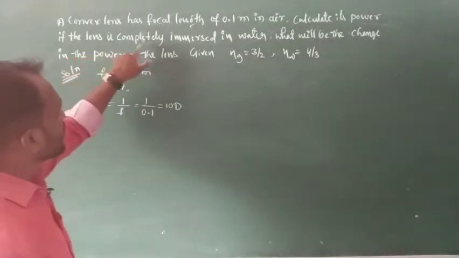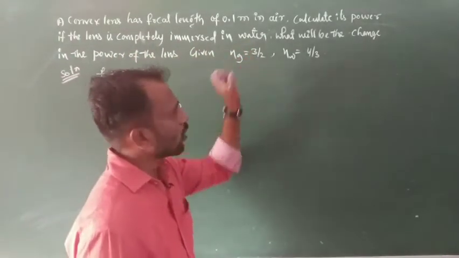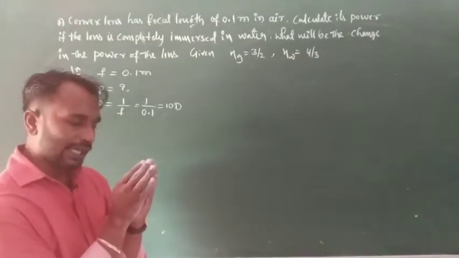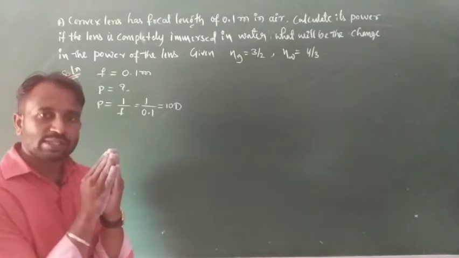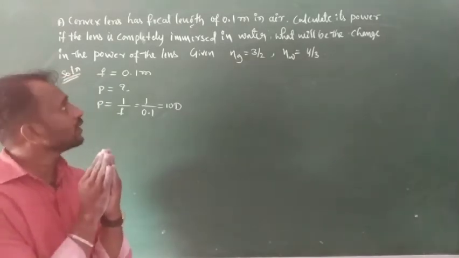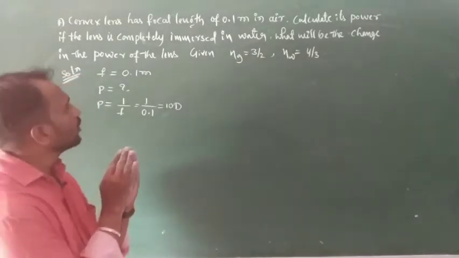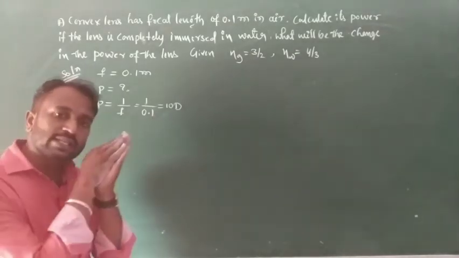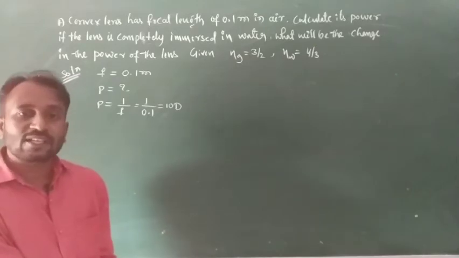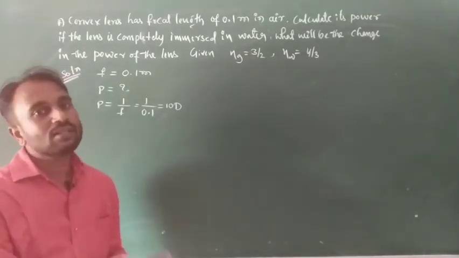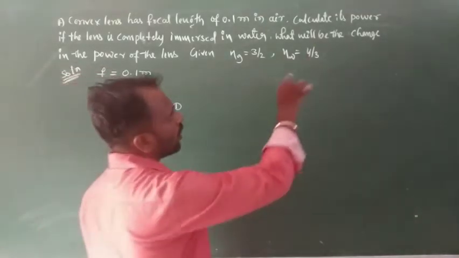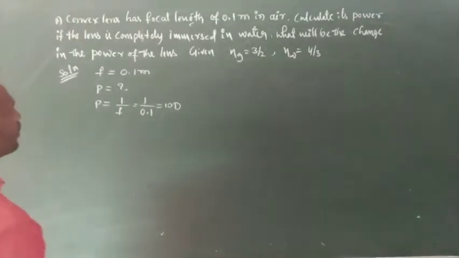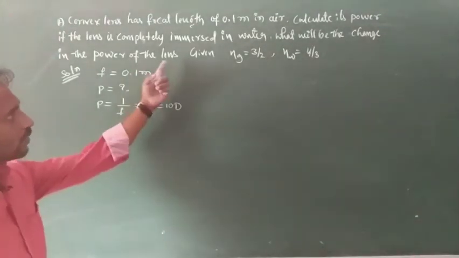The lens is completely immersed in water. So this lens is present in air and its focal length is 0.1 meter, so the power of the lens is 10 diopter. When this lens is completely immersed in water, placed in water, what will be the change in the power of the lens?